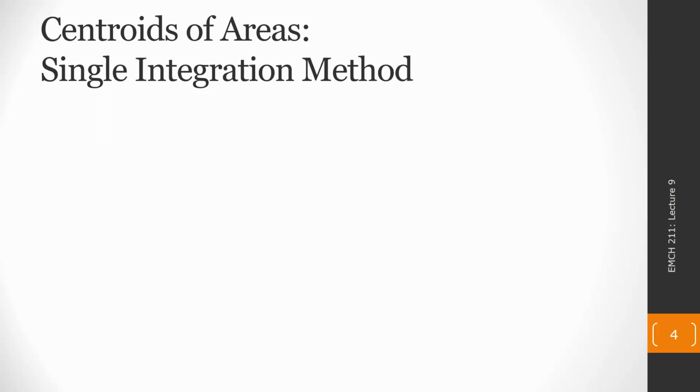Finding the area and the centroid of a 2D shape using the single integration method. When we have a shape defined by a functional relationship, that is, a relationship between x and y for the curve of the shape, we're going to be able to find its area and its centroid with a single integral. And I'll note you can use a double integral method as well. That will be outside the scope of this course.